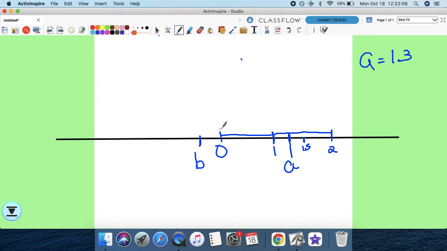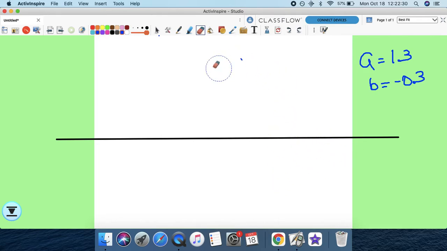What about B? How much is B? Well, if that's 0, this is negative 1. So this is 0.5. So what would you call B? B could be negative 0.4, negative 0.3. Well, it doesn't matter. It's just an example. So let's use that. So pretend this is 0, this is 1, this is 1.3, and this is B. That's negative 0.3 B, and this is A.